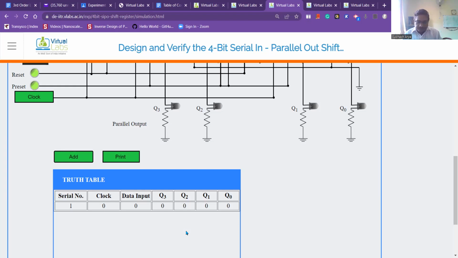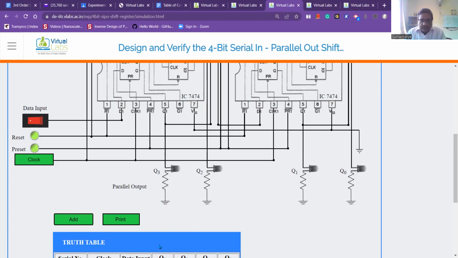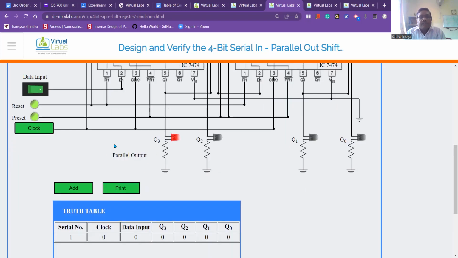I want to insert this data 1011. In the next 4 clock cycles, this data will be entered. As I want to put 1011, the first bit, the rightmost bit, is 1. I will give 1 here and the rest are 0, 0. Apply the clock, and you can see after application of the clock, 1 has come at Q3 and the rest are still 0.